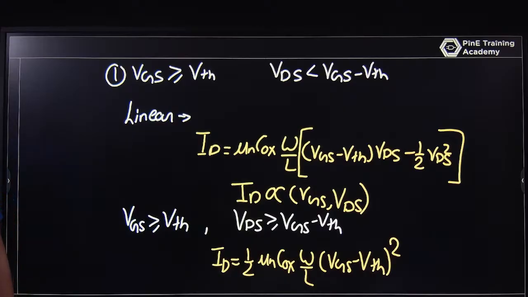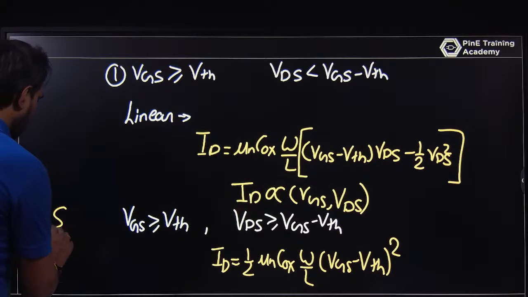So why is saturation better than linear? We will talk about the fundamentals of transconductance. The transconductance is good for the saturation region, whereas in the linear region the transconductance is not a good value. So this is linear and this is saturation, and this is a part of saturation.